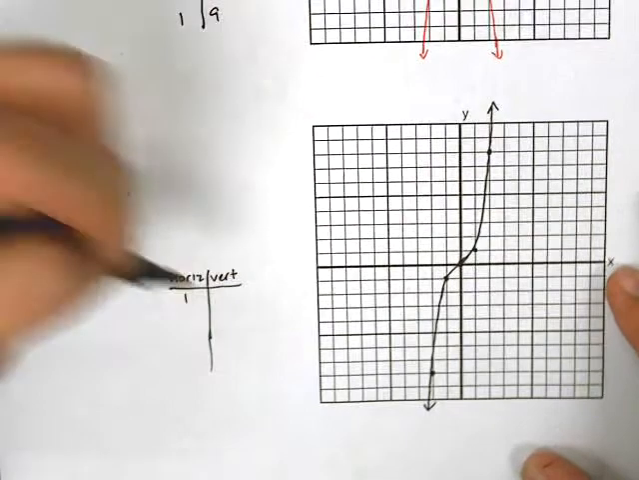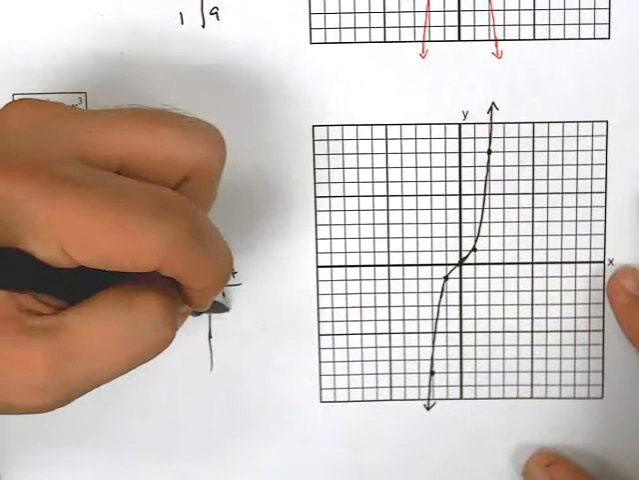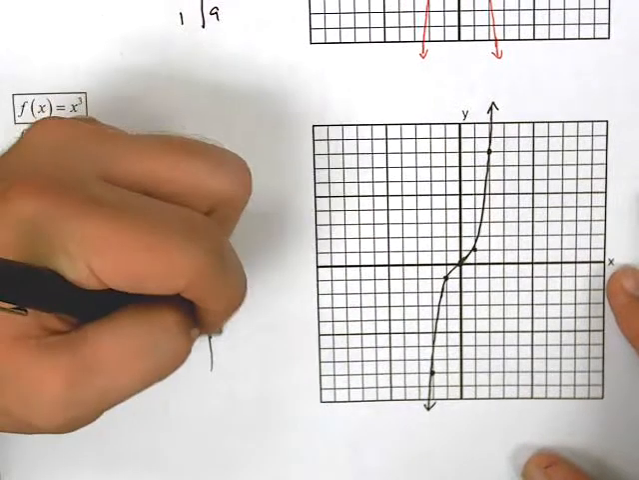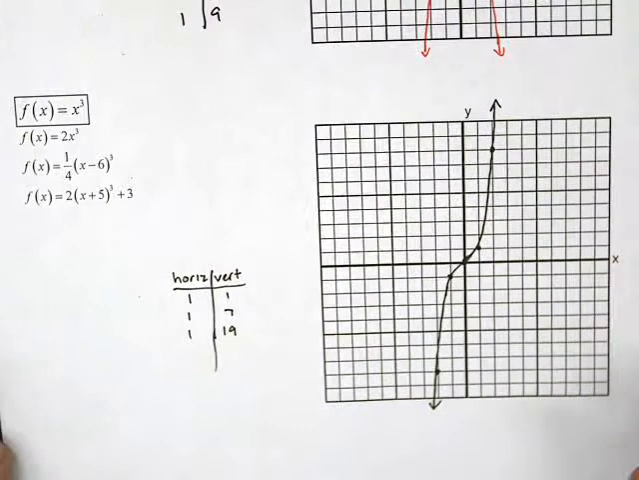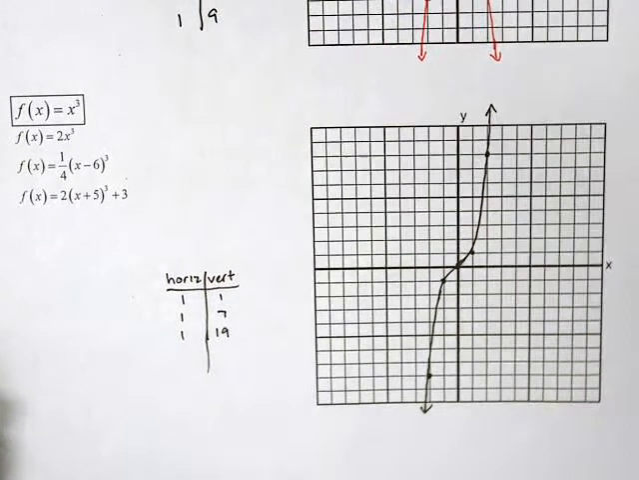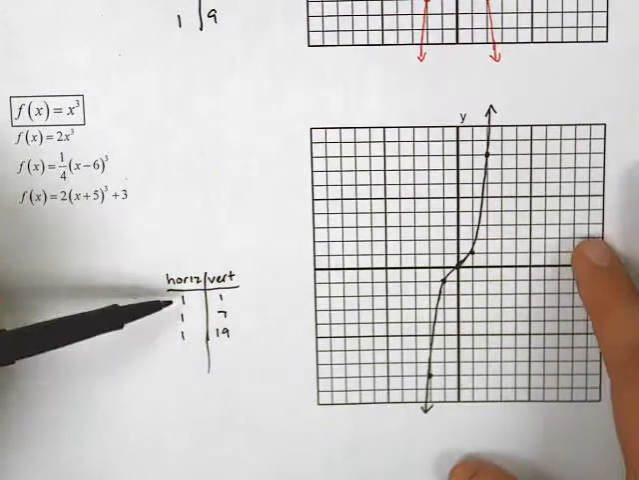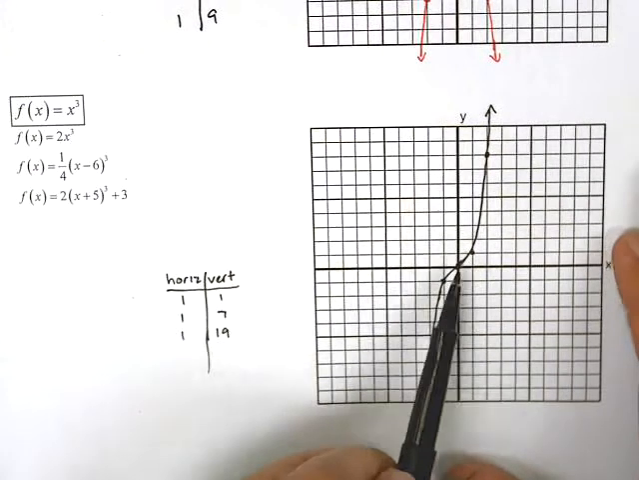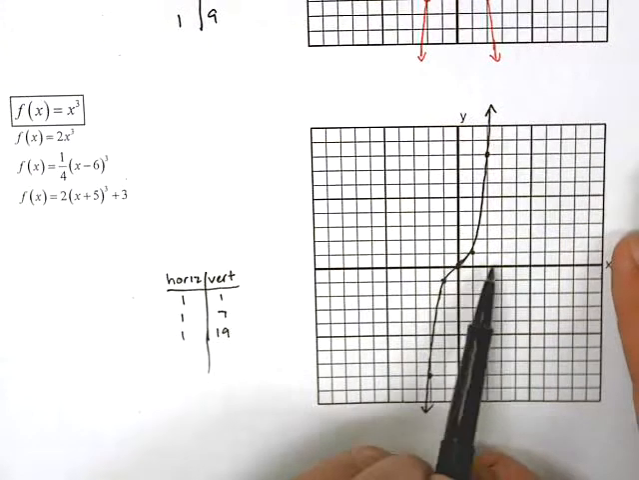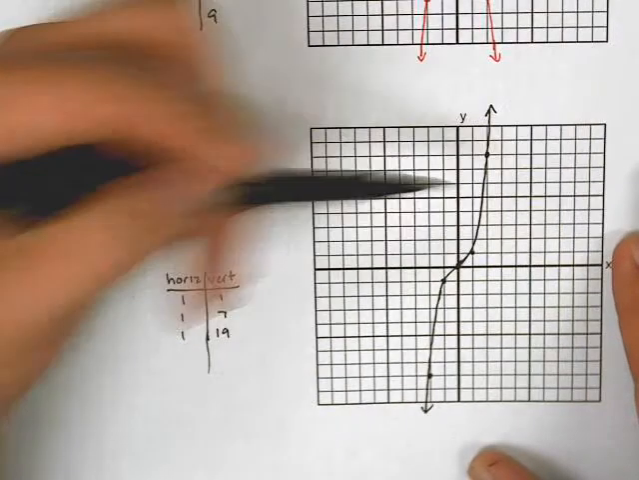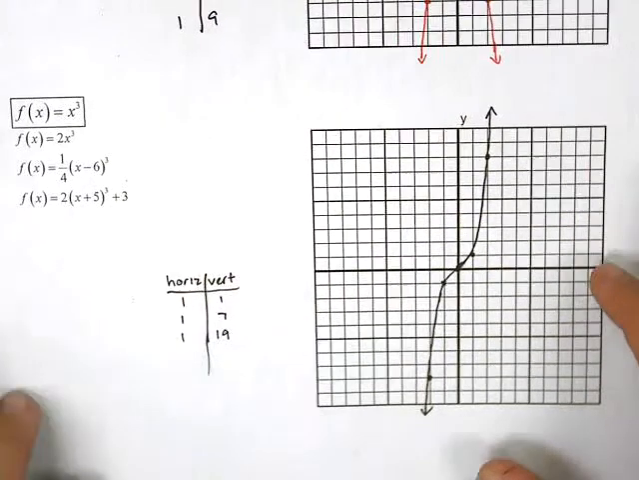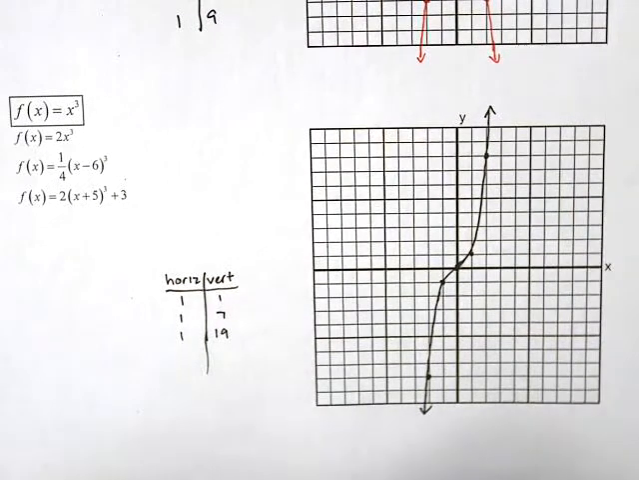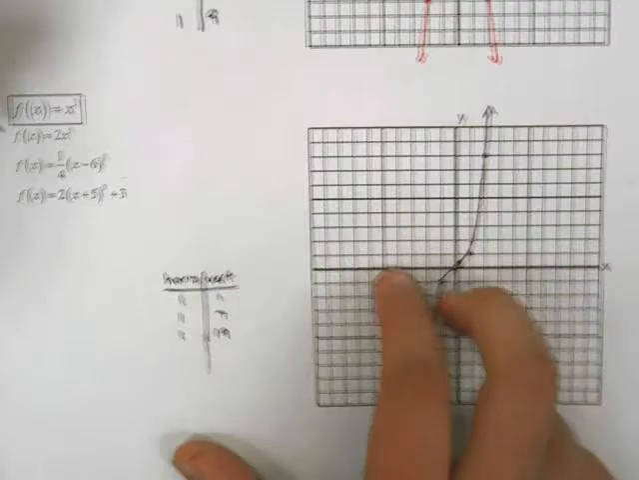This one's the goofy one. It's 1, 1, 1, 7, 1, 19. Okay, there's nothing really special about it. It's just something that you kind of have to commit to memory or understand how I'm getting it. I'm just cubing. Like when I cube 1, I get 1. When I cube 2, I get 8. So what's the difference between 8 and 1? 7, etc.